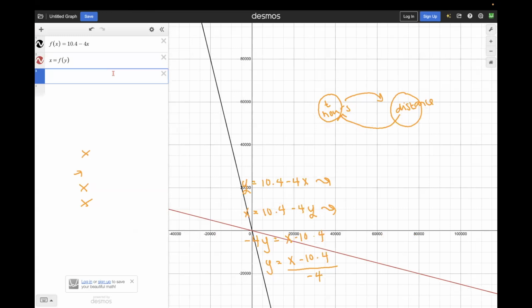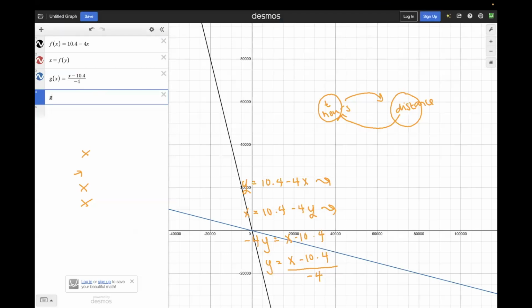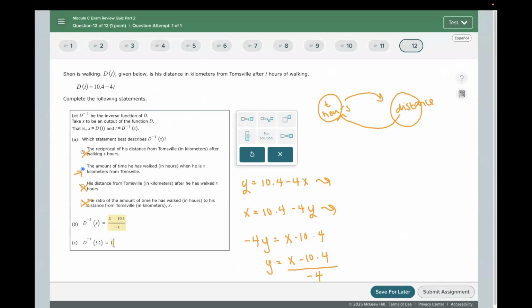So that's our inverse function. Notice we also said, well, it's x minus 10.4. I'll call this g of x equals x minus 10.4 over negative 4. So notice the two lines coincide. So that means we got the inverse correct. And then we wanted what? 5.2. So I'll do g of 5.2. So 1.3. All right, very good.